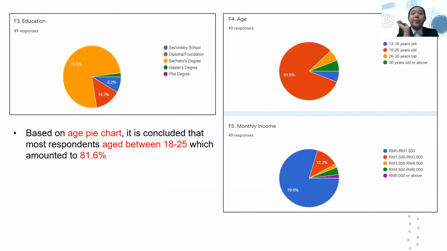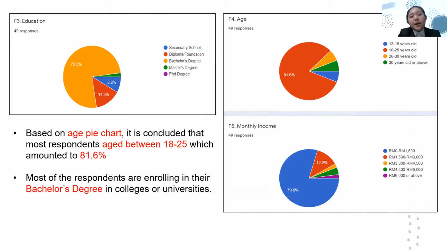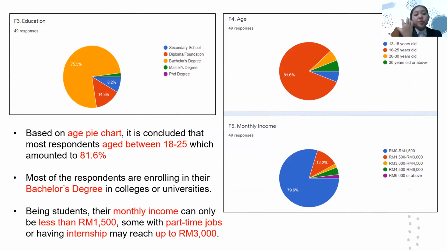So here we have 3 different pie charts which indicate the respondents' different education level, age, and also monthly income. Based on the age pie chart, it is concluded that most respondents are aged between 18 to 25 years old, which amounted to 81.6%. So most of the respondents here are currently enrolled in their bachelor's degree in colleges or universities. Being students, their monthly income can only be less than 1,500 ringgit. And some of them with part-time jobs or internships may reach up to 3,000 ringgit of income.